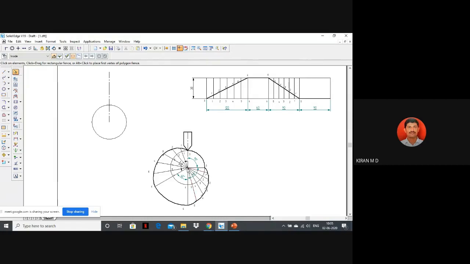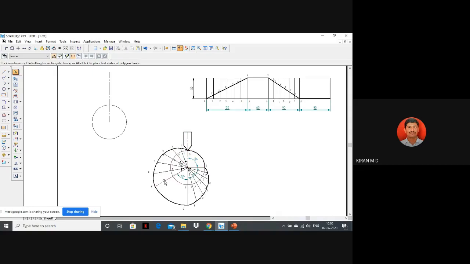Then you divide for the angles: 120 degree. This is the 120 degree line. This is the 120 degree line. Again, the remaining is 60 here. This angle is 60. Again, this is the 90. This is the 90 degree. Again, the remaining is this 90.